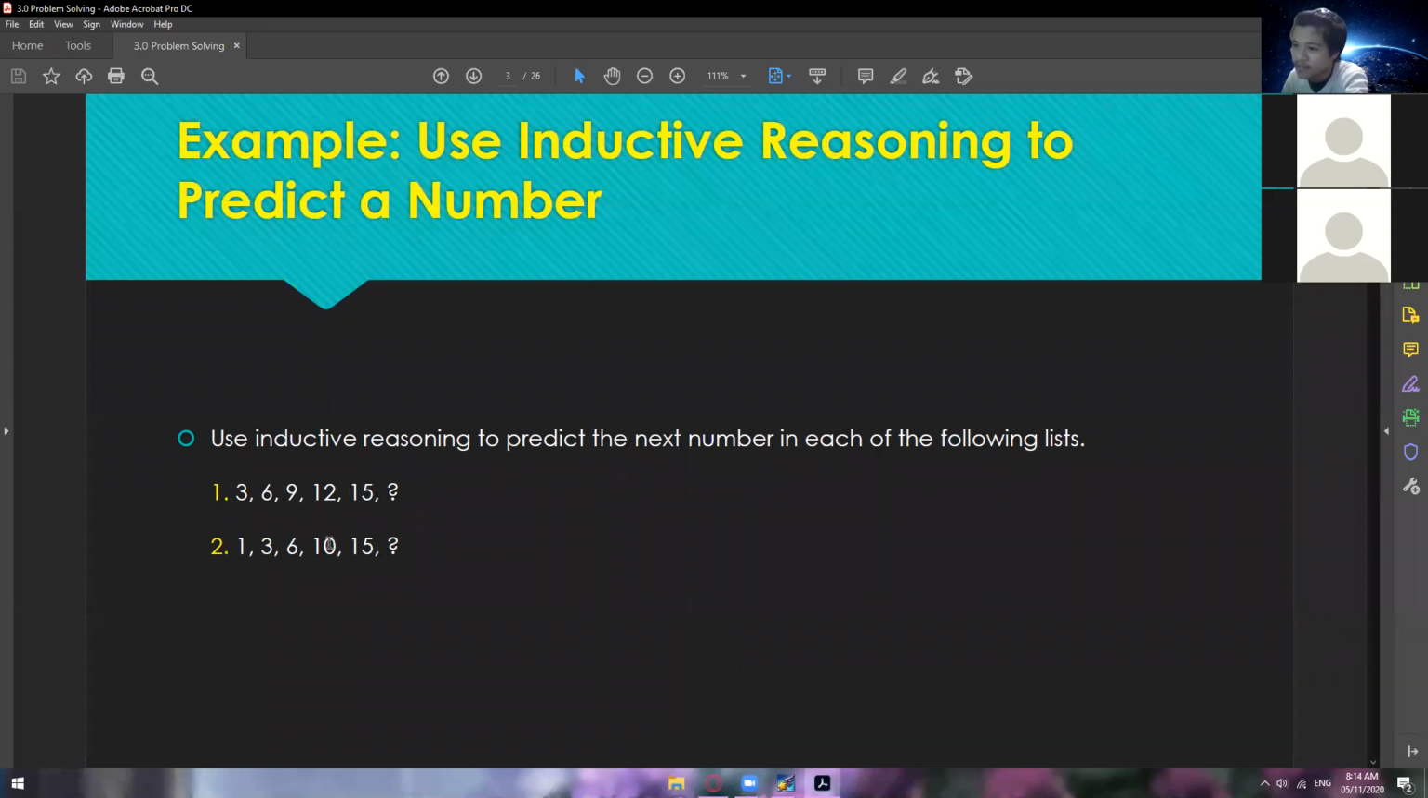How about the second one? 1, 3, 6, 10, 15. 21, sir. 21. Again, I'll repeat: what if there is no 1, 3, 6, 10, and there's only one number, which is 15? Again, you might say that the next one is 16 or 15.1. So in inductive reasoning, you need at least three or more examples. But if there are no other examples and you conclude that the next number is 16 or 18 or 21, then you've used deductive reasoning.